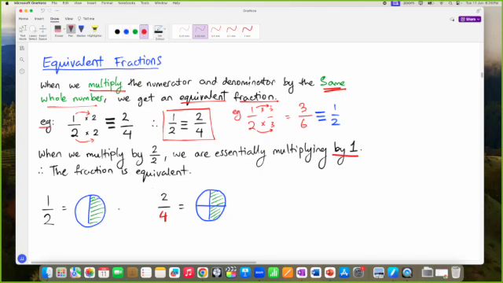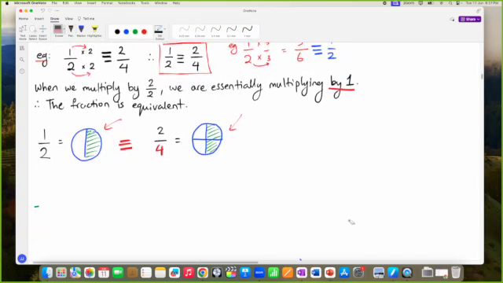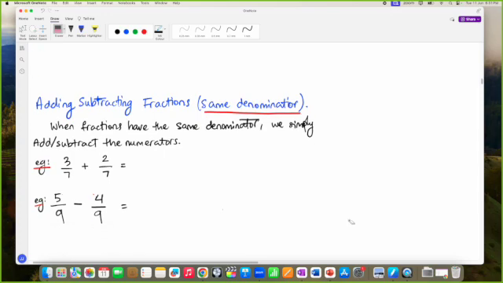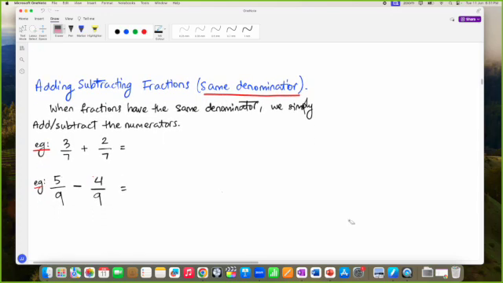And look, I have a little diagram here. This is what 1 over 2 looks like, and this is what 2 over 4 looks like. As you can see, they're pretty much the same thing. In fact, they are the same thing, so they are equivalent. Right, so we know about equivalent fractions now. We're getting into adding and subtracting of fractions.